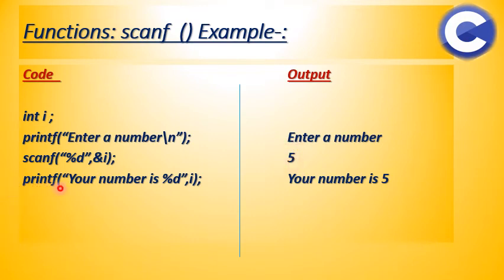Now again printf, "your number is %d", comma i. Inside the printf, inside the double quotes, whatever I write will be printed on my screen. So here, your number is and %d. So what is this %d? Comma i, it is the i variable.